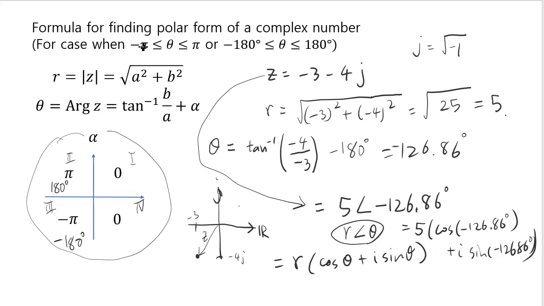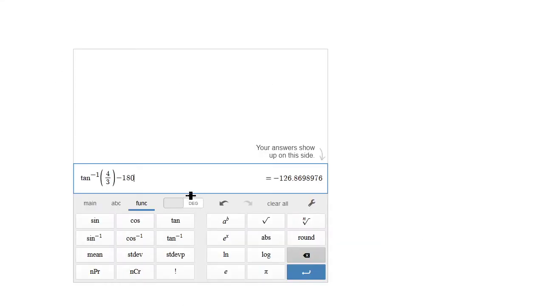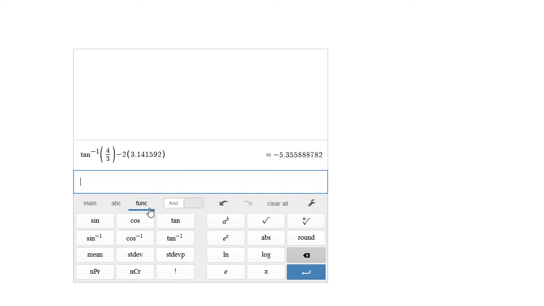And also, if the question was in terms of radian mode, I should do that also, just to do a demonstration. So I should change to radian mode, but this time I should be subtracting 2 times pi, right? 2 times 3.141592. There must be some pi somewhere, but I'm too lazy to look it up. So it must be this one. So that's negative 5.355.